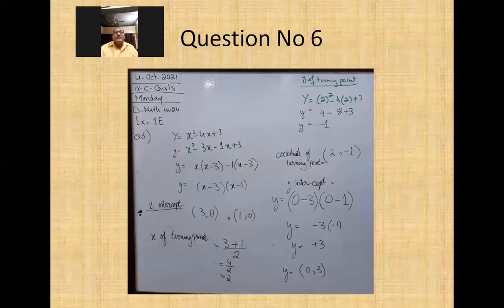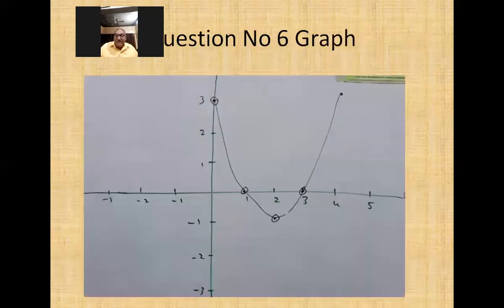Whenever we find the y-intercept, the x should be 0 at that point. So take the original equation, and in place of x, substitute 0. You can see we have taken this form, and in place of x, I put 0. So you are left with -3 multiplied by -1, that will give you +3. So the y-intercept will be (0, 3). Now I have the x-intercepts, I know the turning point, I know the y-intercept, and I know it will be a happy face.